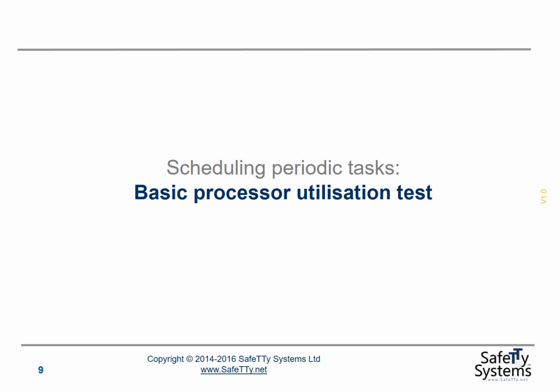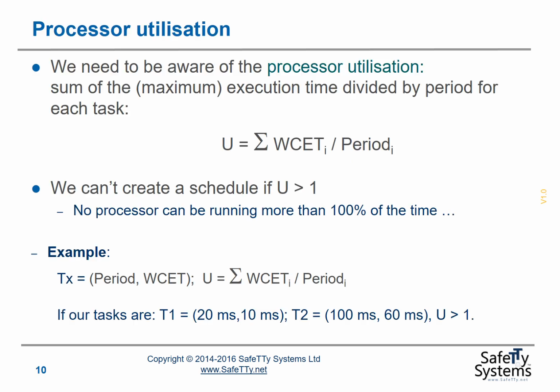So let's start with a basic check, a sanity check, a basic processor utilization test. The processor utilization is represented by the sum of the worst case execution time divided by the period for each task. So the utilization for a given task set is the sum of the worst case execution time for each task in the set divided by the period for each task in the set. We can't create a workable schedule if U is greater than 1, because the processor can't be running for more than 100% of the available CPU time.